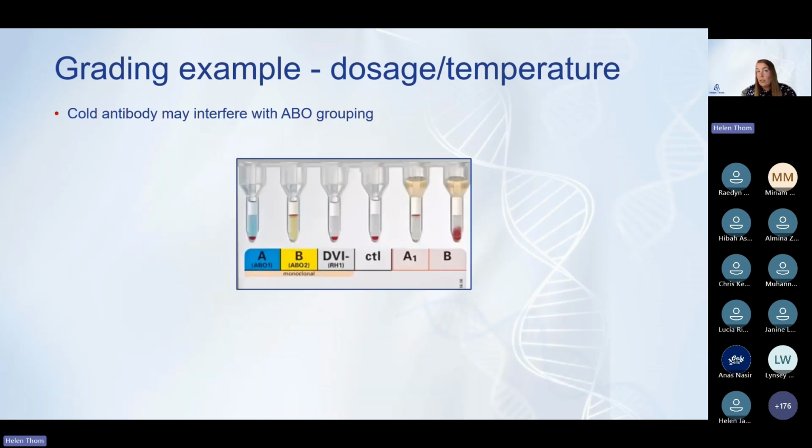If you've got a cold antibody, one of the clues might be in your group. It can actually interfere with the reverse grouping, because the reverse grouping cells are donor cells. These could be M positive.